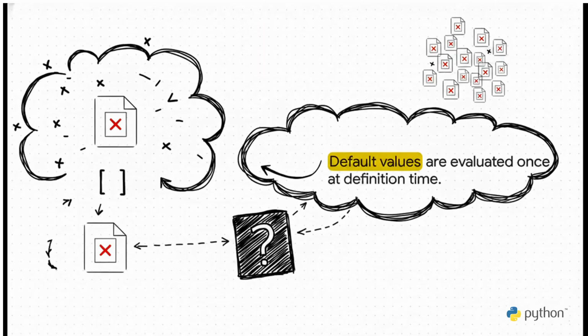And rule number 3, default values are evaluated exactly once, right at the moment the function is defined. They are not reevaluated every single time you call the function. So just a huge heads up here, be extremely careful if you're using mutable defaults like empty lists, because they can definitely start behaving in weird, unexpected ways if you aren't paying attention.